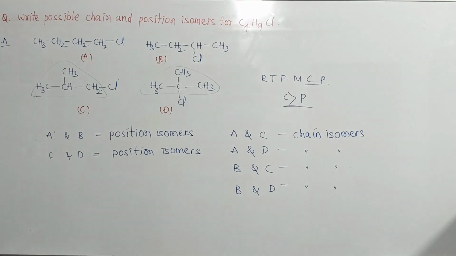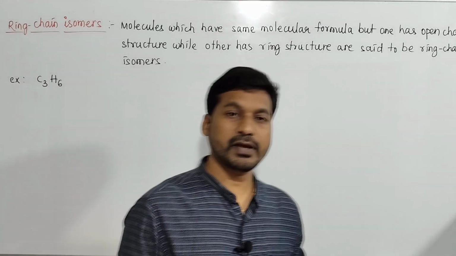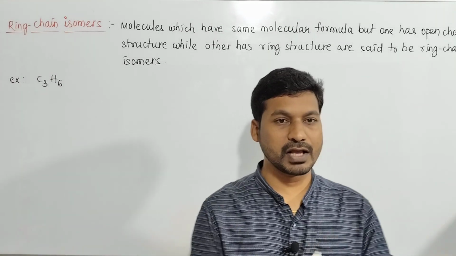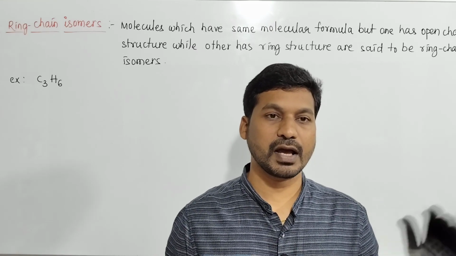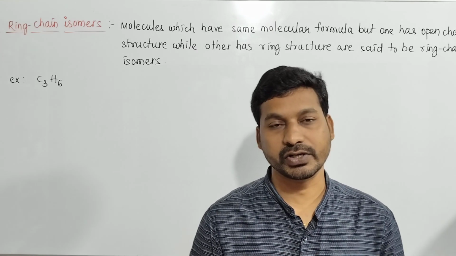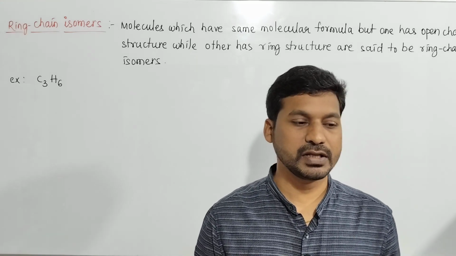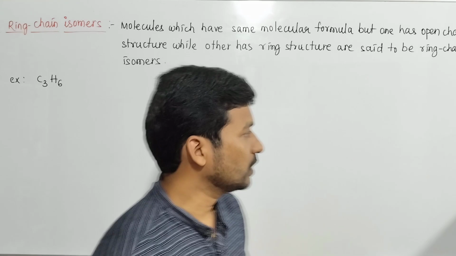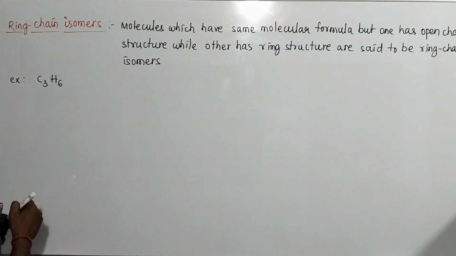Next, ring chain isomers. Molecules which have the same molecular formula, but one molecule has an open chain structure while the other molecule has a closed chain structure. One has an open chain, the other has a cyclic structure. Such isomers are called ring chain isomers. One is a ring, the other is an open chain. Okay. Next, see an example for ring chain isomerism, C3H6.